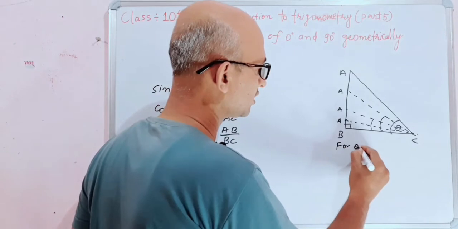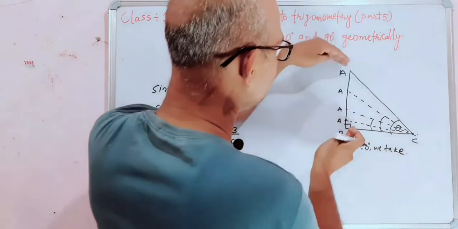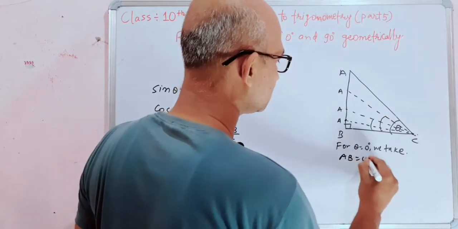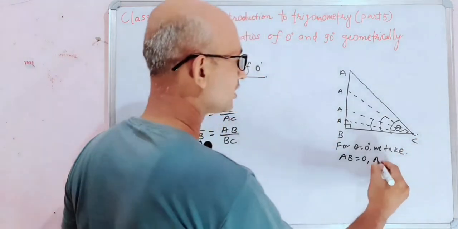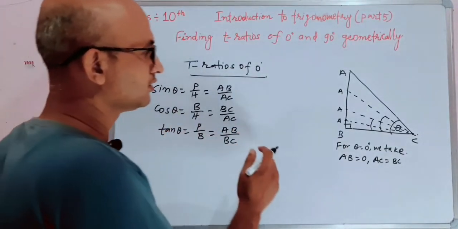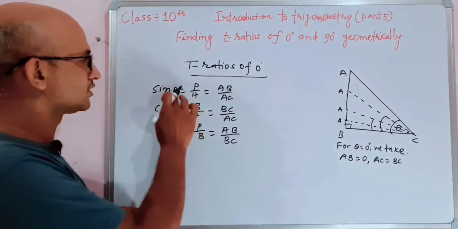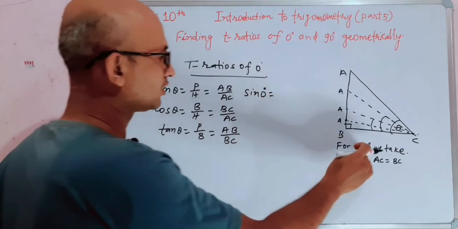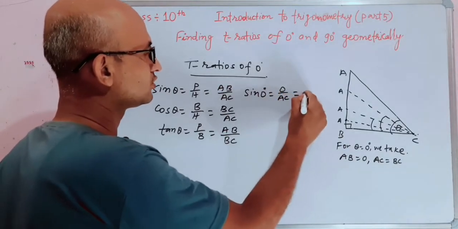Therefore, for theta equals 0 degree, the length AB becomes 0, and the length AC becomes equal to BC. Now we find sine 0, cos 0 and tan 0 by putting theta 0 in these trigonometric ratios. We get sine 0 equals, for theta 0 we have AB 0, divided by AC. So sine 0 is 0.